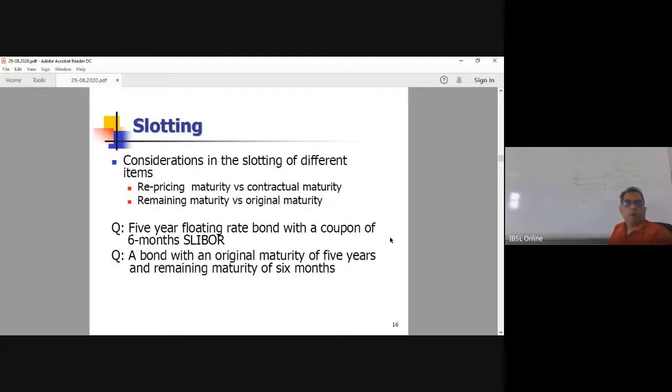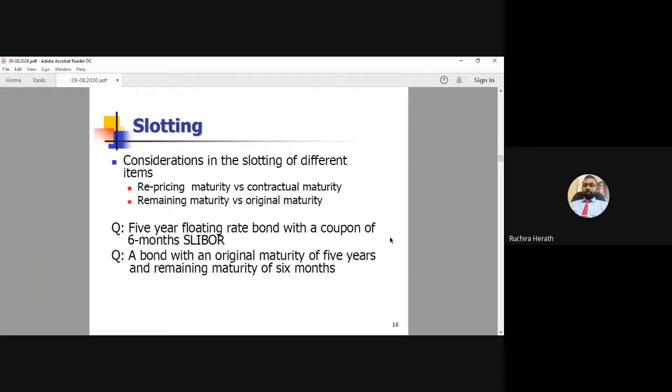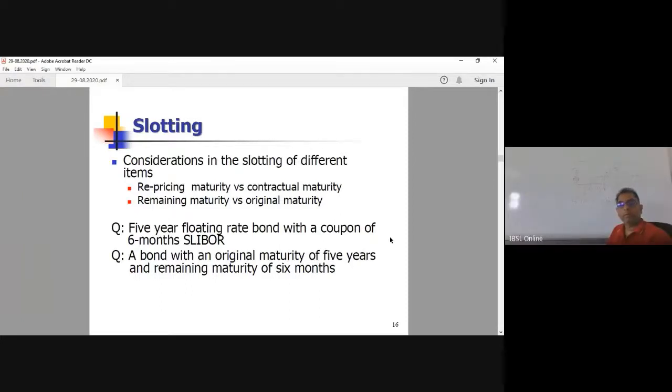16. Now, the question is, where do you include an asset or liability when you are to allocate, right? So there are different ways. Now we look at the question. Question number 1: a 5-year floating rate bond with a coupon of 6 months LIBOR. So what's the maturity of the bond? Five years. When is the interest calculated on it or repriced? Biannually. Then we have the second one, a bond with the original maturity of 5 years, and remaining maturity of 6 months.